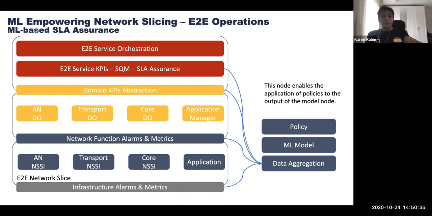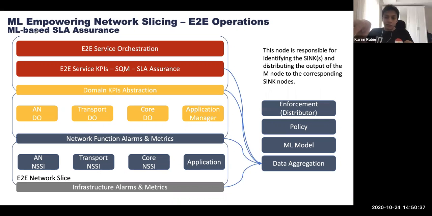So whenever things happen, this policy will trigger an action because it predicts that if I do not take the action, there will be a degradation in the SQM, the service KPIs. So I will have to enforce an action. And that's the term distributor in ITU terms. This distributor identifies the sink, which is the node where we are going to enforce the action.